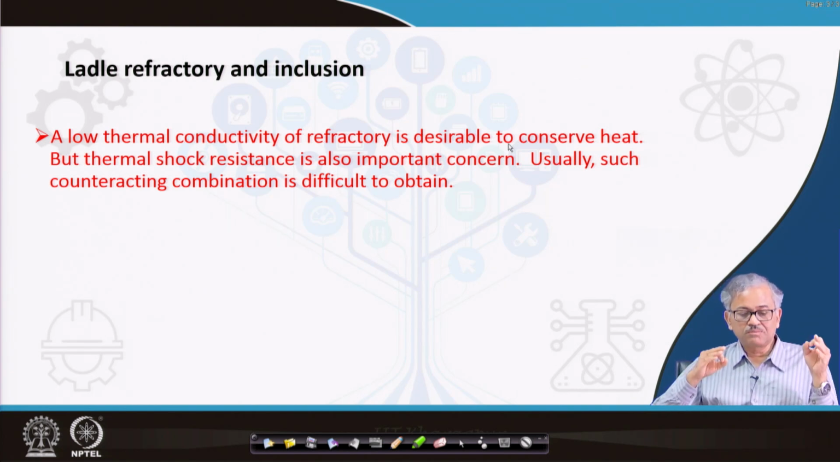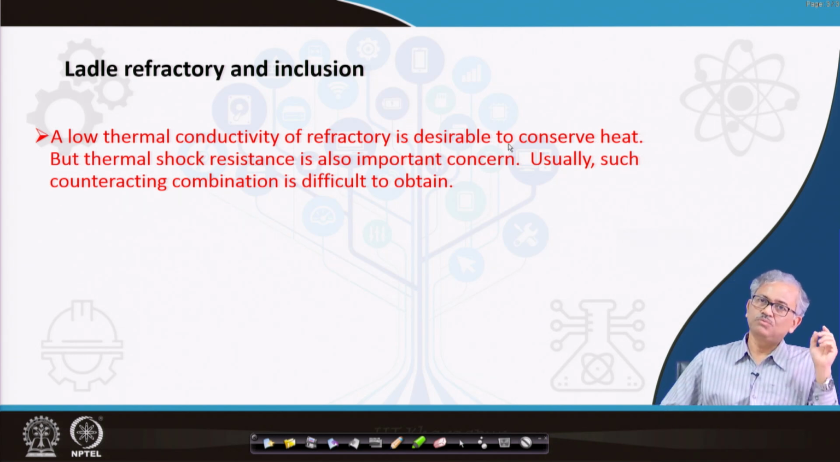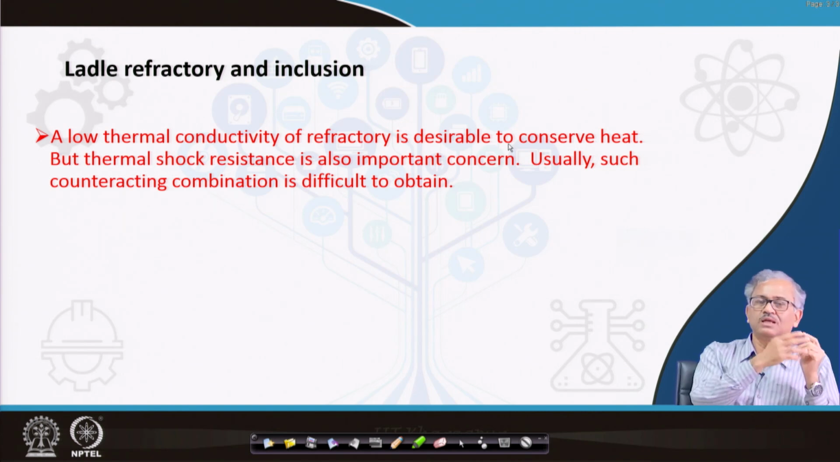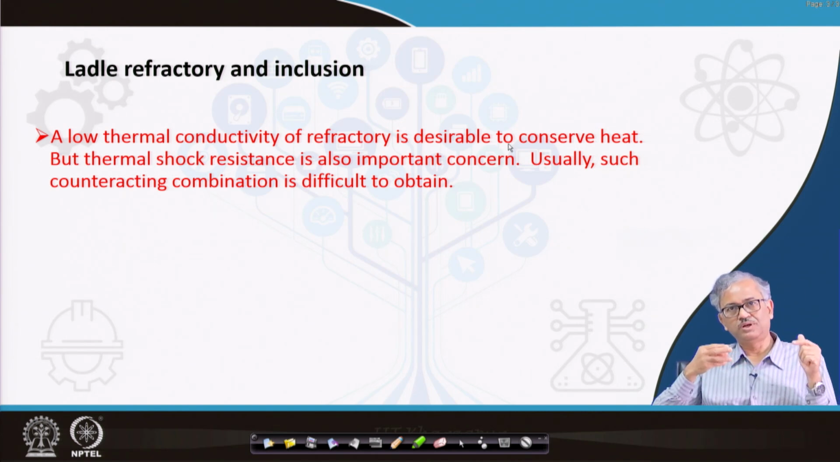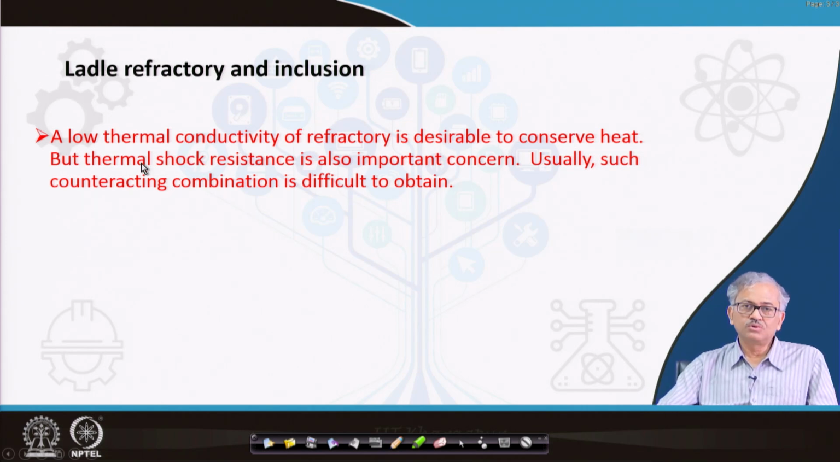But thermal shock resistance is also important here, because if you make cracks, if spalling takes place, then it will increase the inclusions. If you crack, then the liquid will also penetrate, and more chemical and mechanical erosion will take place. If spalling happens, a lot of refractory will come into the liquid steel in the form of inclusions. But again, these two, low thermal conductivity and good shock resistance, are counteracting. It is very difficult to get both in the same material.